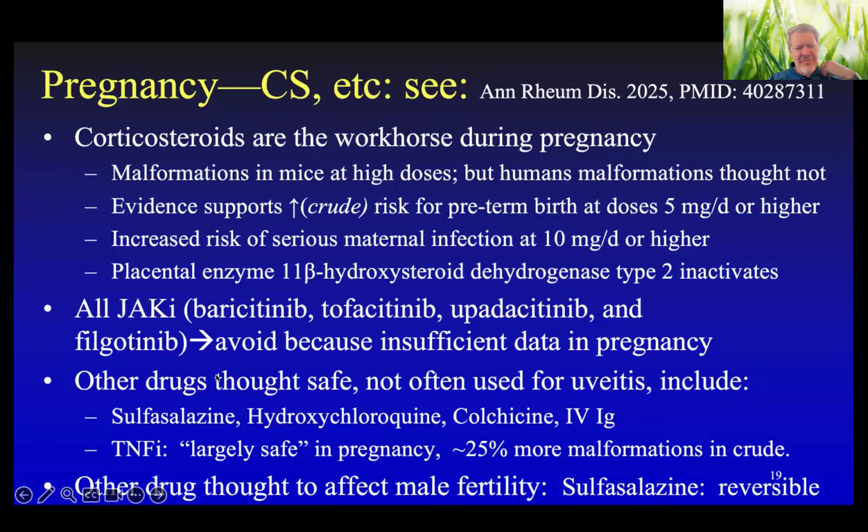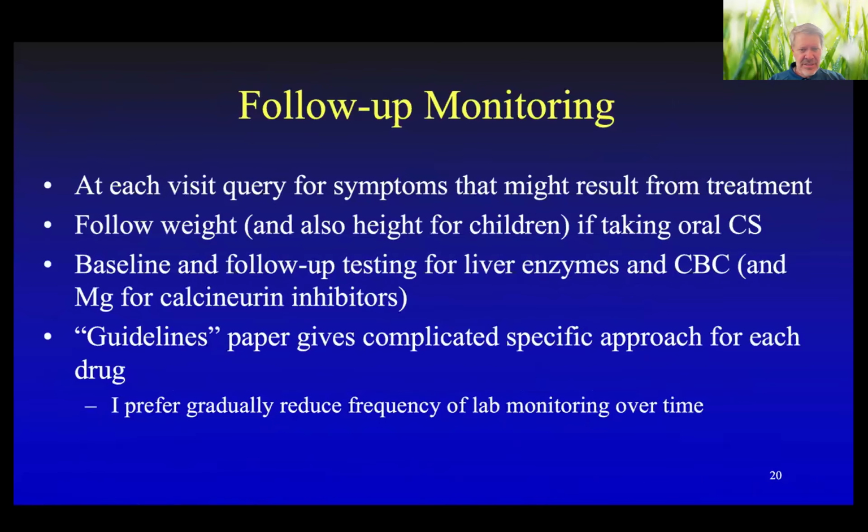Other drugs thought to be safe but aren't used often for uveitis in pregnancy include sulfasalazine, hydroxychloroquine, colchicine, and IVIG. And I'll just mention TNF appears to be largely safe. There were more malformations in crude analyses, but after adjusting for severity and other factors, it's not shown, although it's a little bit more than one. So this is thought to probably be safe, and Kwan may or may not be talking more about that. Another drug thought to affect male fertility is sulfasalazine, which is reversible. It's more like you would be less likely to have conception.